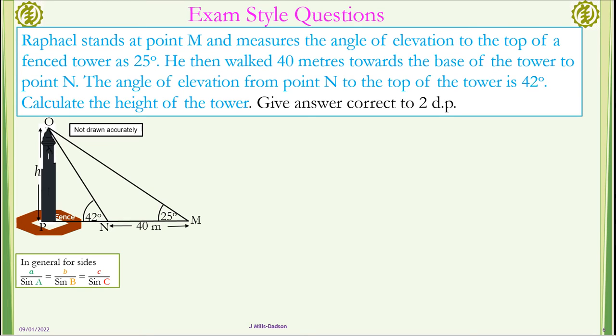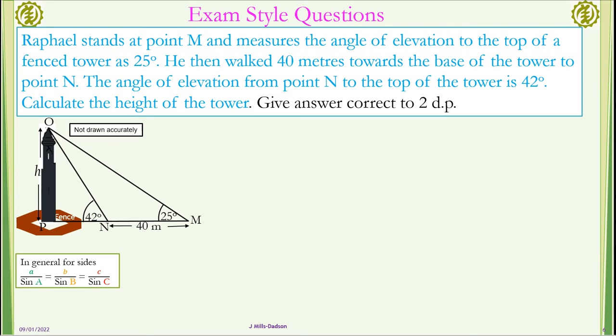Raphael stands at a point M and measures the angle of elevation to the top of a tower at 25 degrees. He then walks 40 meters towards the base of the tower to point N. The angle of elevation from point N to the top of the tower is 42 degrees. Calculate the height of the tower. Give your answer correct to one decimal place.